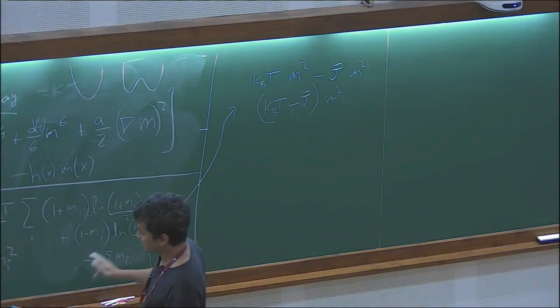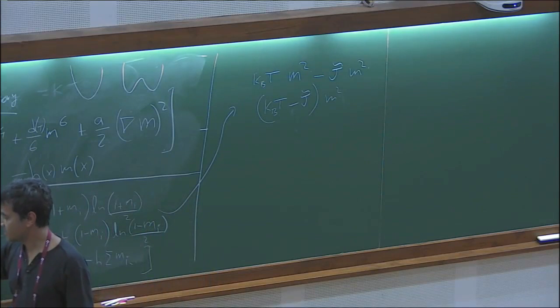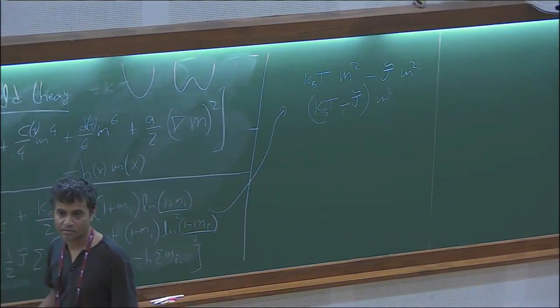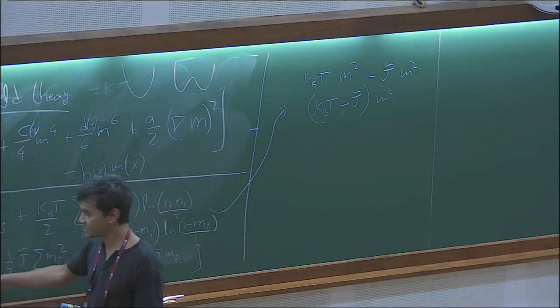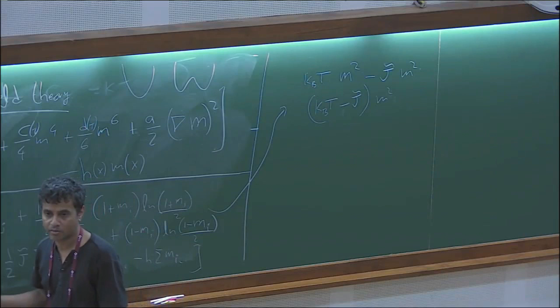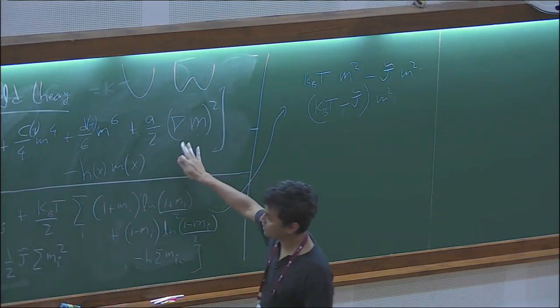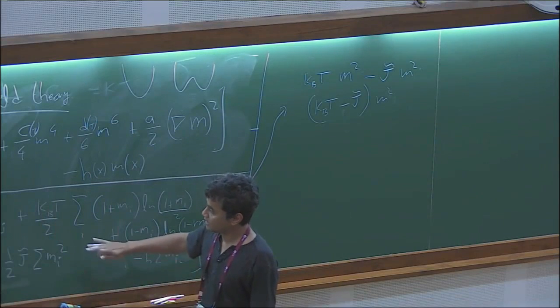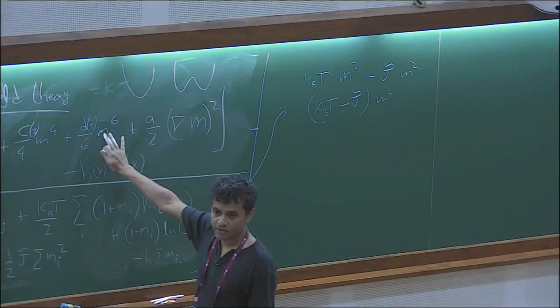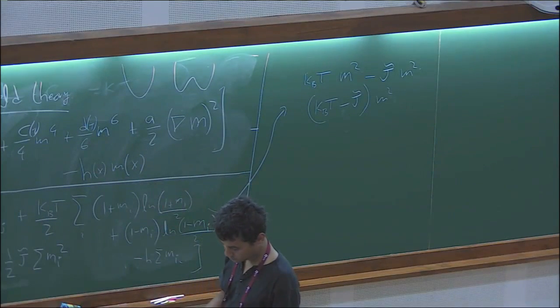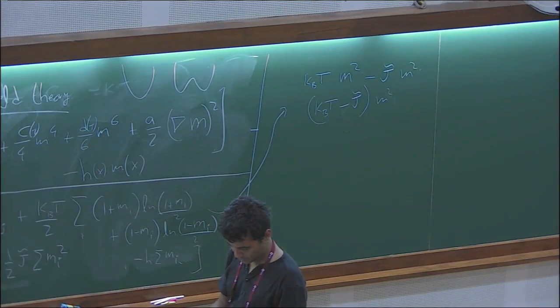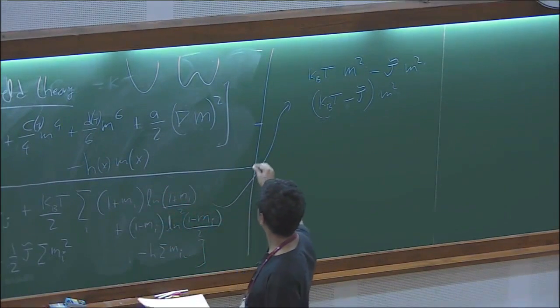And then this term, if you have, for example, nearest neighbor interactions, is basically the gradient of m square. So this is just the discrete version. If you go to the continuum limit, this becomes the gradient. So that's basically this term, gradient of m square. So this thing is basically equivalent to the... yeah.